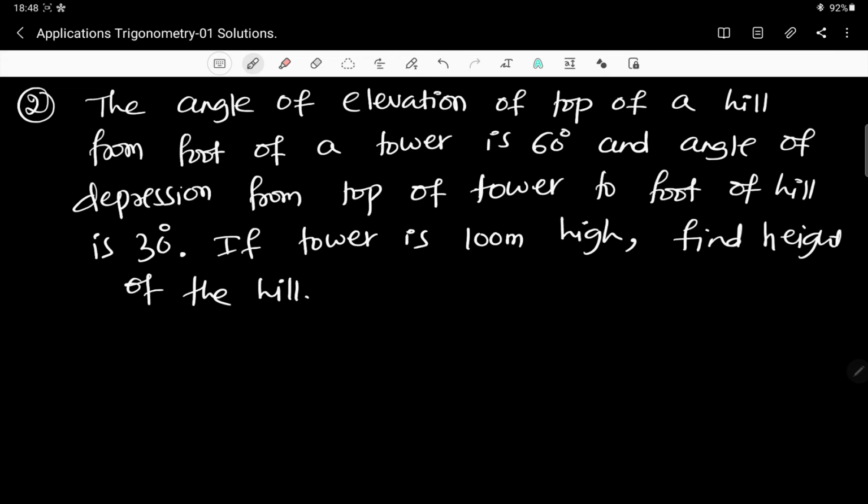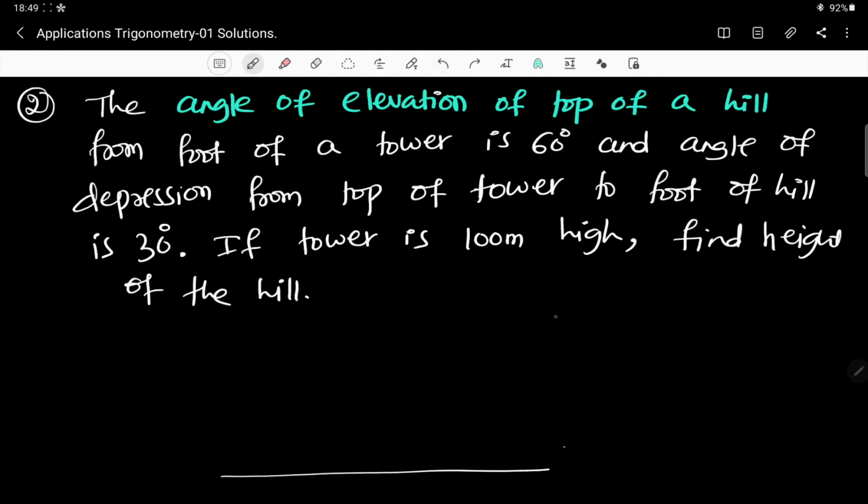All right, so what is this? Let us read the question and let us try to represent it in the form of a diagram. The angle of elevation of top of a hill, that means there is a hill. Okay, so let me take this as the hill. Let me take this side. So this is the ground, right? Of course there will be ground, and here is the hill.